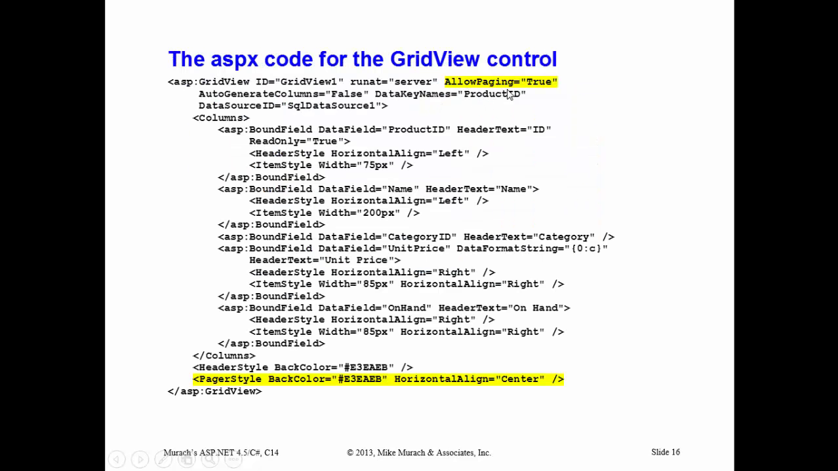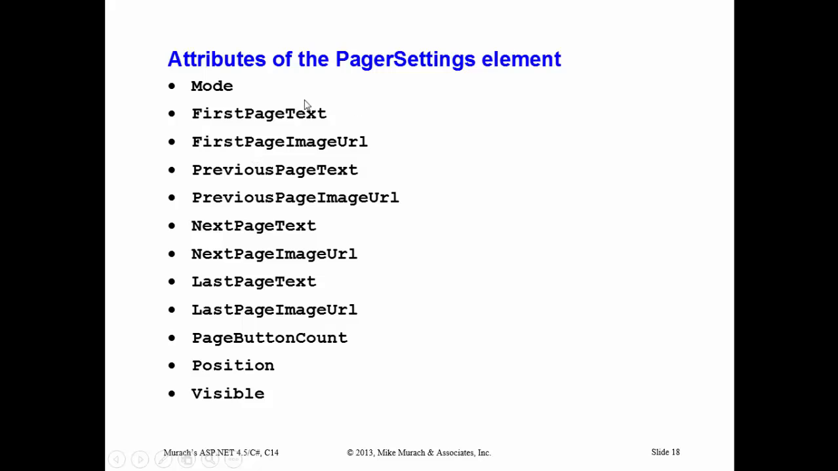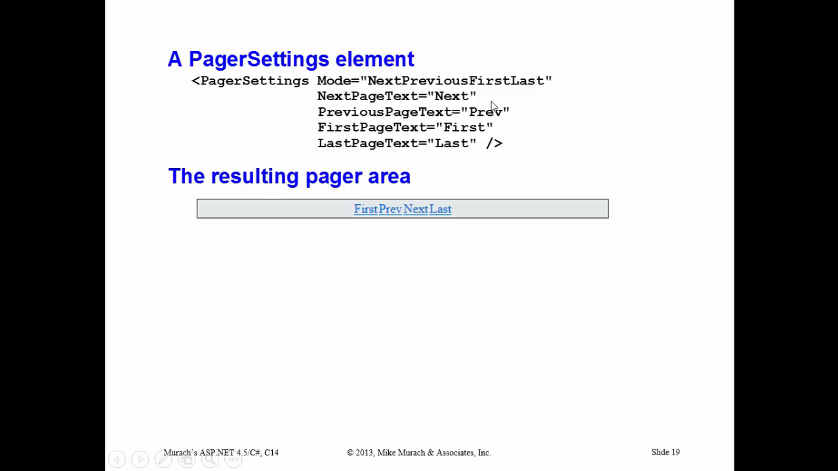So there's a property to say allow paging, whether or not you want that on, and then you can set the pager style, the back color, and where you want to align the paging controls. So there's whether or not to allow paging, and the page size. Do I want numbers? Do I want an arrow? So the first page text: you can actually set an image or have text. All these properties are used to change the formatting of the pager settings. So in this example, they've said the mode is next, previous, first, and last, and then they actually specified text, so that it looks like this.